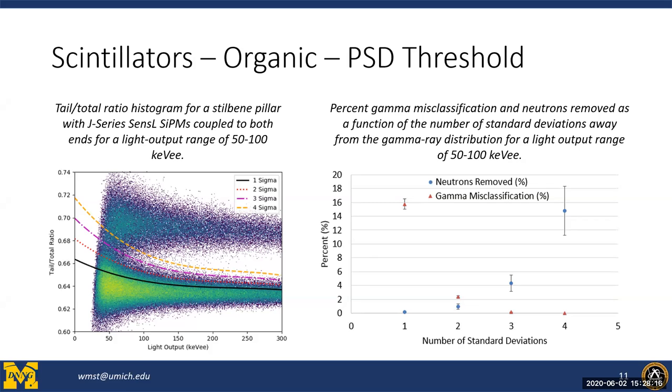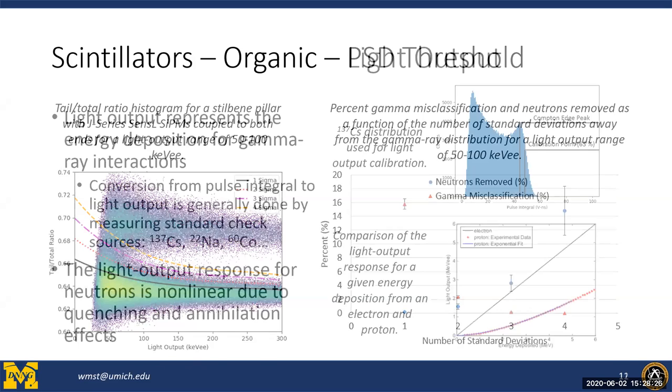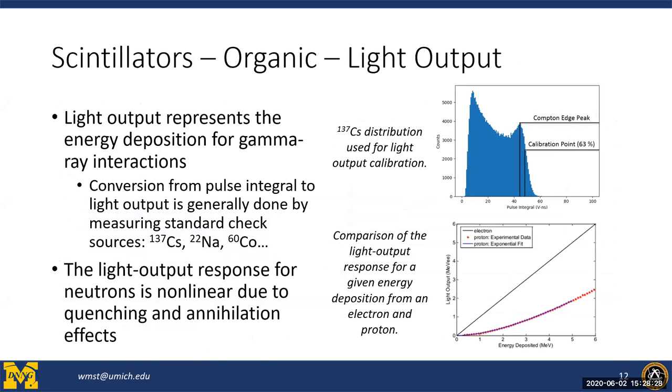Now, as I have said, this is in terms of light output, and all of these are in units of keVee, as opposed to units of keV. And here's the reason we do this. Generally for these detectors, we calibrate them using gamma ray sources. You can see here in the top right, this is a cesium-137 distribution used for light output calibration.